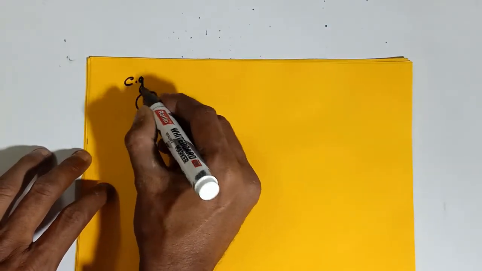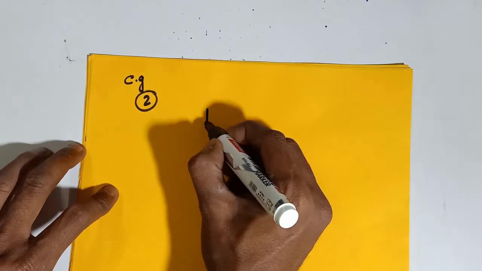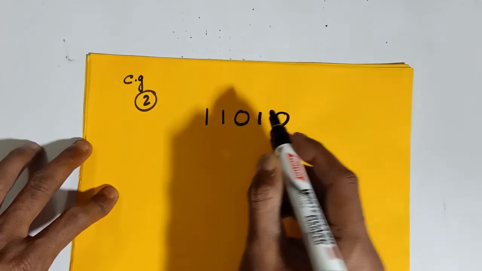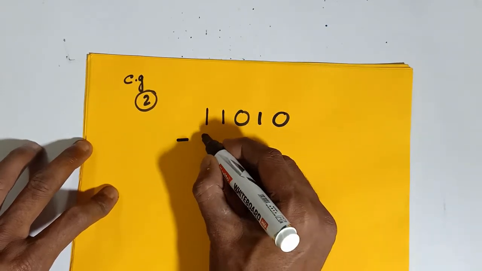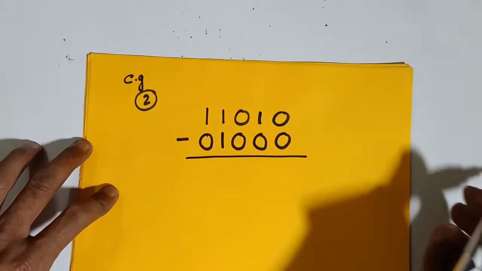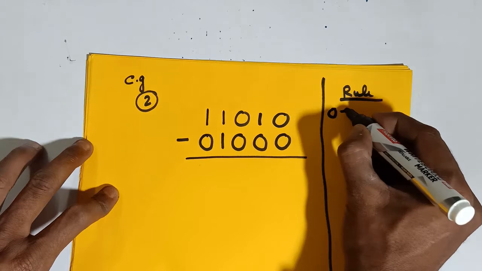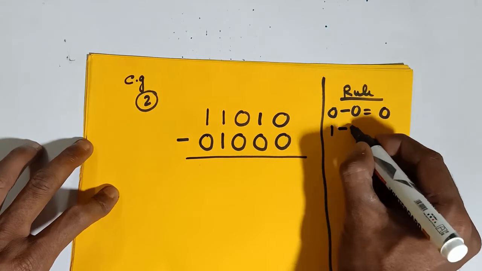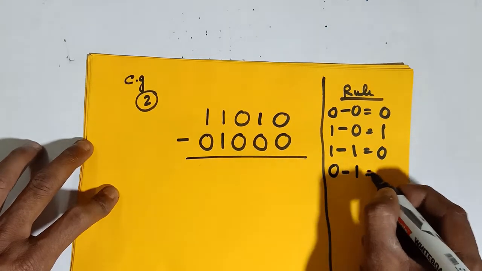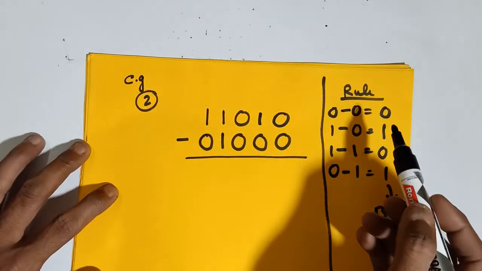Example number 2. Let's see, 11010 minus 01000. According to the rule, again we write the rule here. 0 minus 0 is equal to 0. 1 minus 0 is equal to 1. 1 minus 1 is equal to 0. And 0 minus 1 is equal to 1, which is borrowed from the left-hand side. So in the same rule we will calculate this.